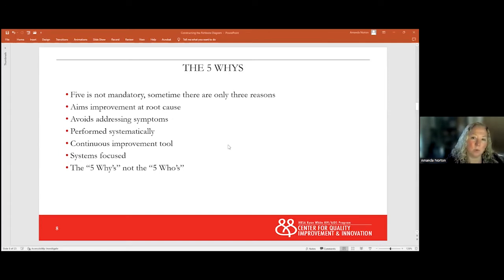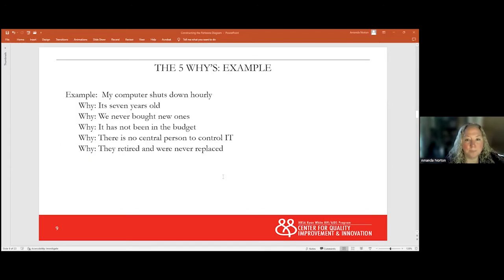It's not about the form. It's about getting information to the people who give us money. So it does look at the bigger systems. And you can sometimes ask the 5 who's, like who needs this information, or who is involved in part of this work that we're doing. So an example is, my computer shuts down hourly.